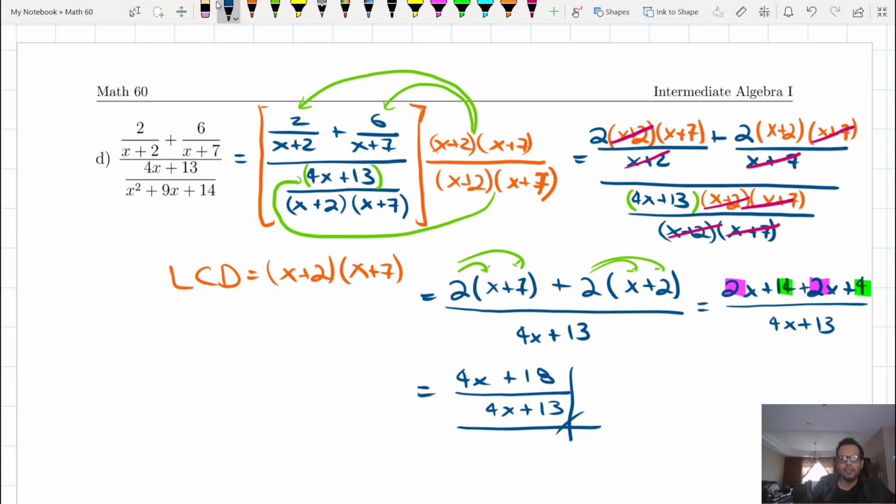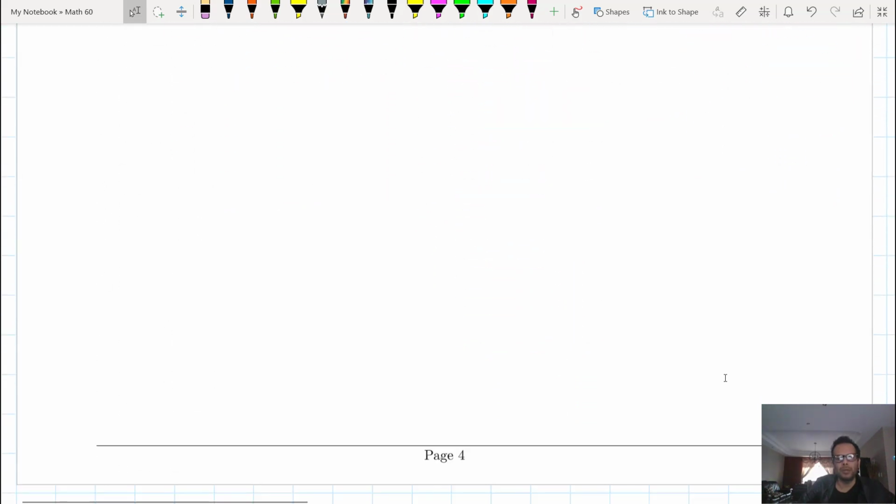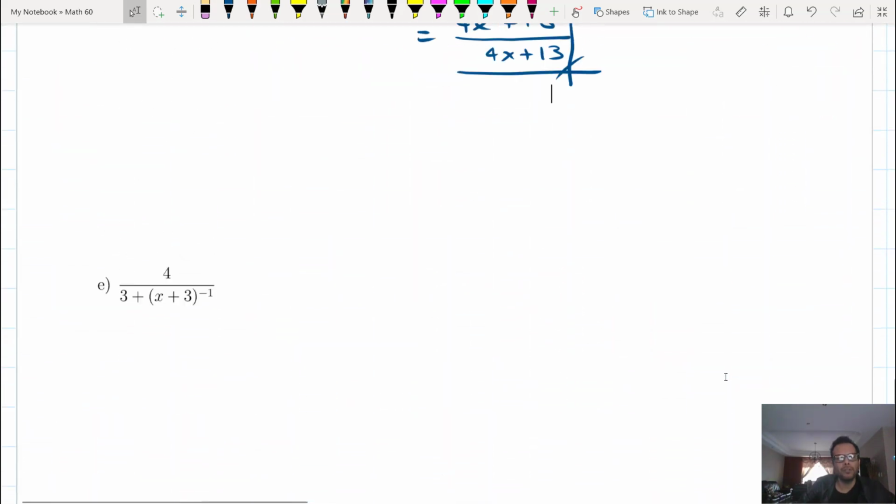And again, this 4x cannot be canceled. Remember, a kitty dies every time you cancel terms. We don't cancel terms, right? We only cancel common factors, right? Two different things. Again, let's keep that in mind every time you are working with rational expressions, right? Okay, let's see what's next. We have one more. I think it's only one more to go.